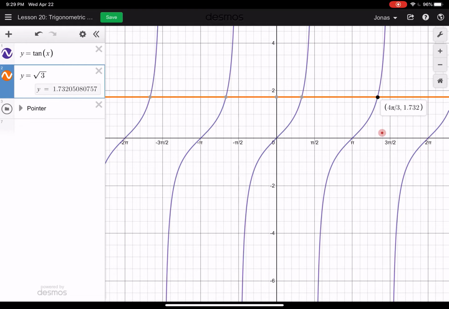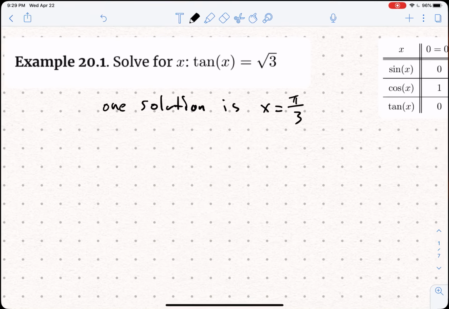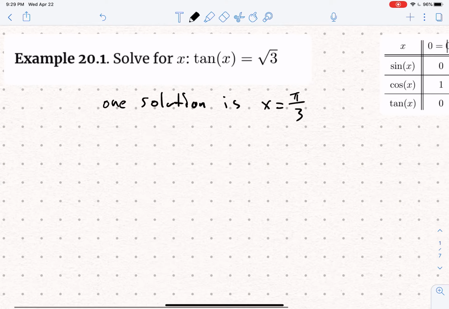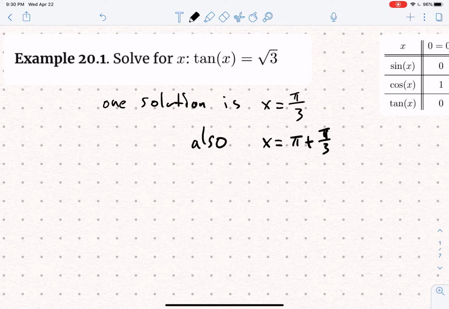Now, of course, that's not the only other solution. Let's go ahead and record that while we're at it. Here, one solution is, and also we have x equal, we did pi plus pi over 3, and that was equal to 4 pi over 3.